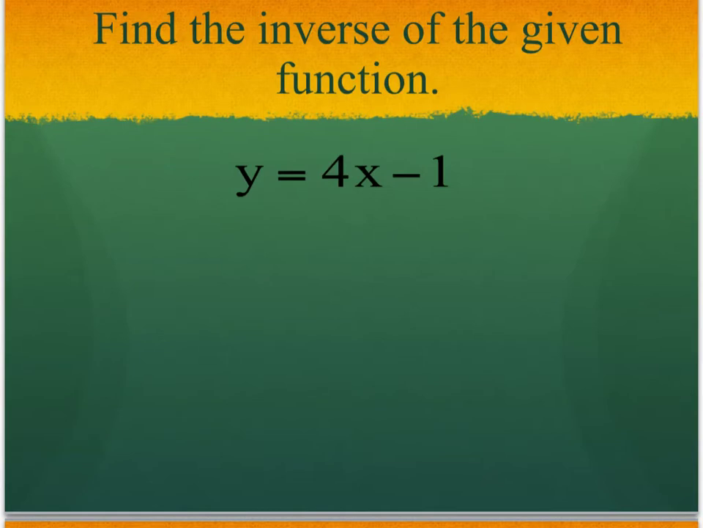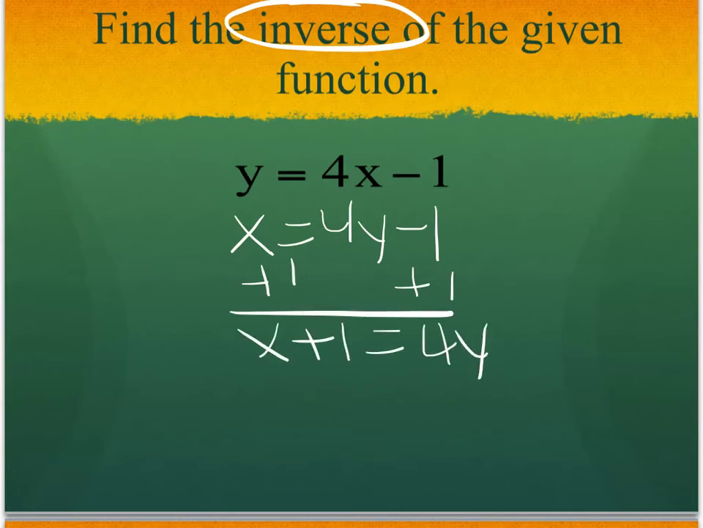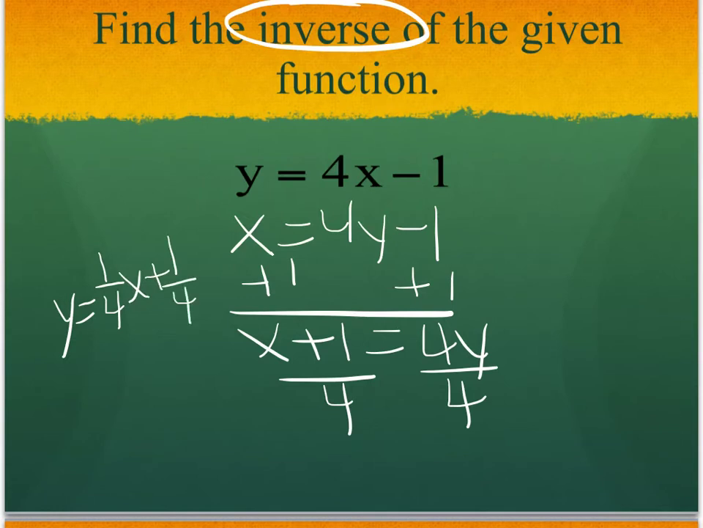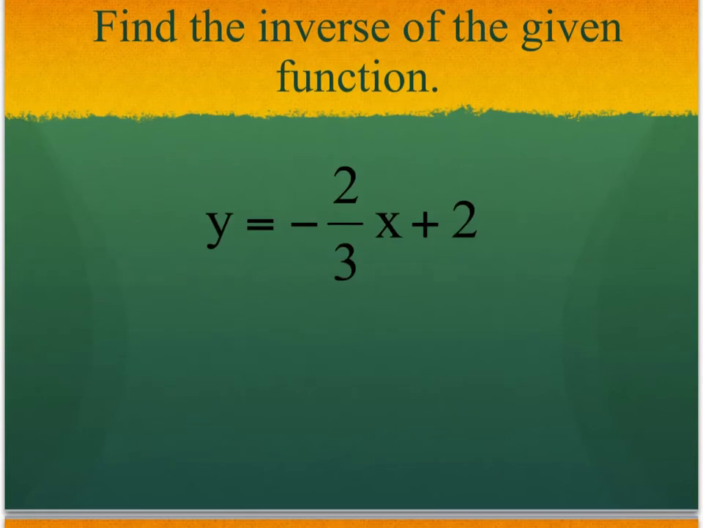So why don't you pause the video and try this one on your own. So we want the inverse of this function, so we need to switch around the x and the y. And then solve for y, so we add 1. And we want to get y by itself, so we divide everything by 4. So y is equal to 1/4 x plus 1/4. Or y, the inverse of y, is equal to x plus 1 over 4. Either one of those is fine. Now you try this one.